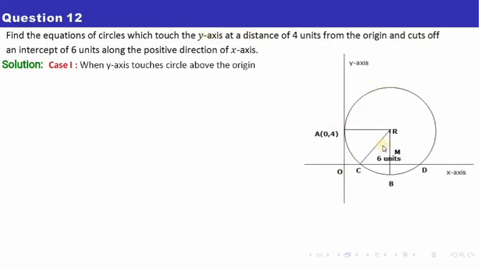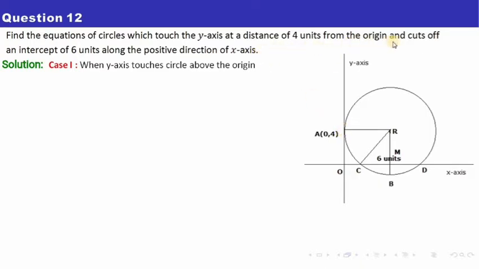Now according to the question, this tangent touches the circle at a distance of 4 units from the origin. That means from here to here is 4. So if this is 4, then what is the coordinate of this? Let me call this point A, and the coordinate of this will obviously be 0 comma 4, right? So this is my 0 comma 4.